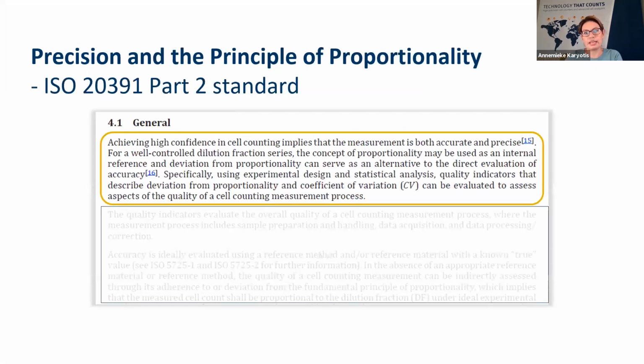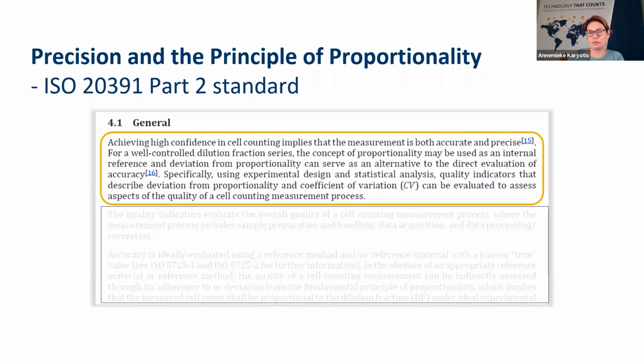So they came up with precision and the principle of proportionality. And to achieve a high confidence in cell counting, it means that you have to be both accurate and precise in any cell count. So if you have an accurate cell count, the hypothesis is, you should be able to take a top concentration, dilute down, and come with a perfectly straight line.